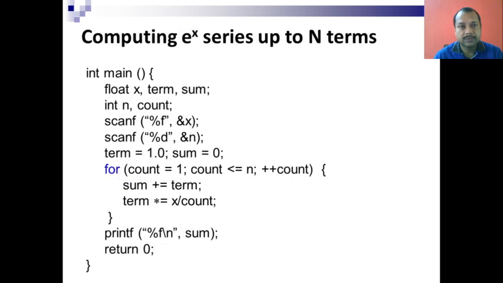Okay. Let us take another example of computing e to the power x series up to n terms. Now, in int main, three floating point variables are declared: x, which will be taken as an input from the user, term, which holds the term value in each step, and sum, the final sum of the series.